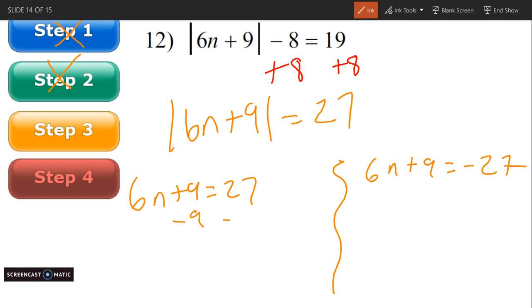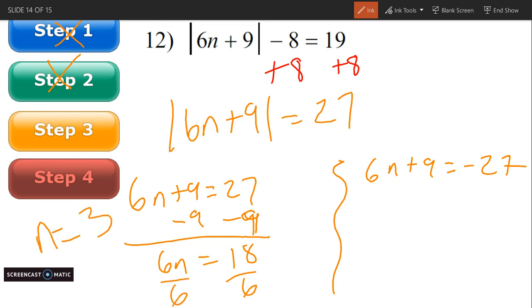Undo addition with subtraction. 6n equals, what is that, 18? Divide by 6. N equals 3. 6 times 3 is 18, plus 9 is 27. Minus 8 gives us the 19, so n equals 3 is a good solution.